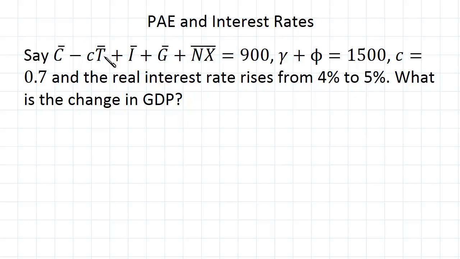I could have given you each of these individually, but I'm confident you know how to add numbers, so we'll just make it a bit less tedious. The constants that give us the effect of the real interest rate on consumption and investment add up to 1500, and the marginal propensity to consume is 0.7.